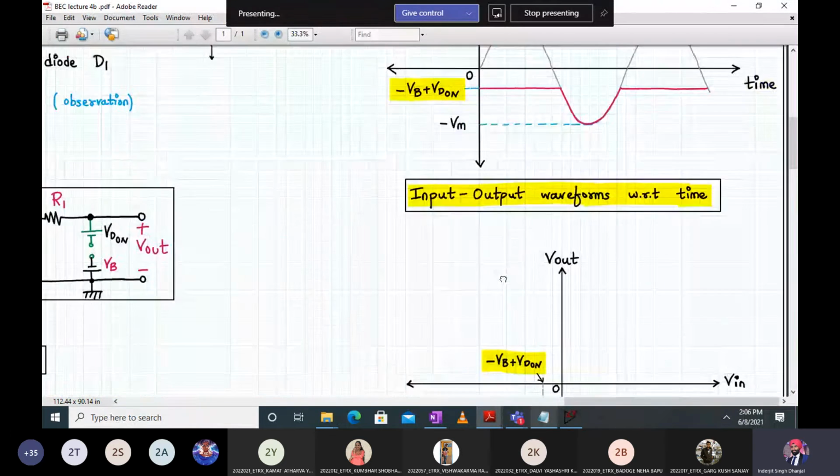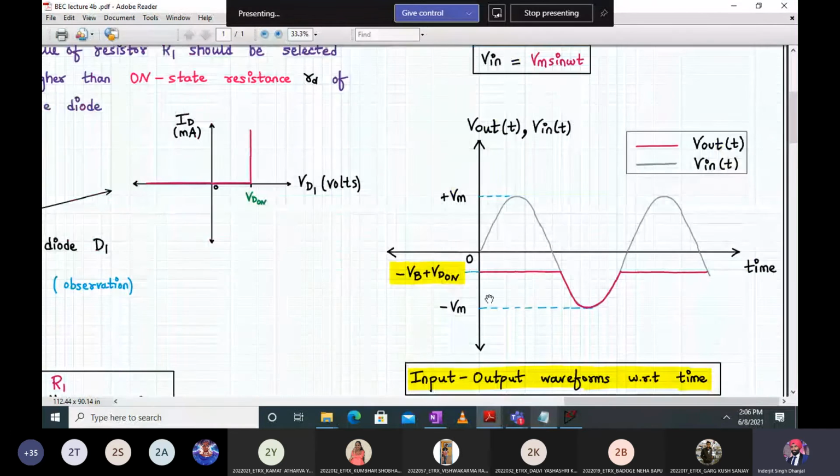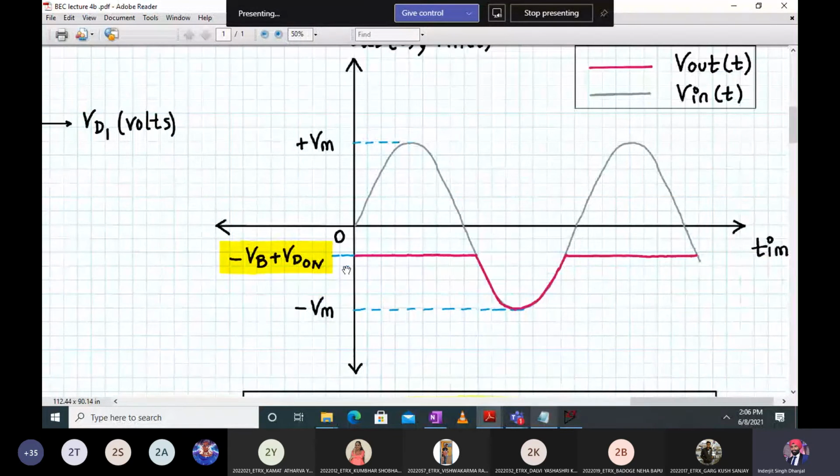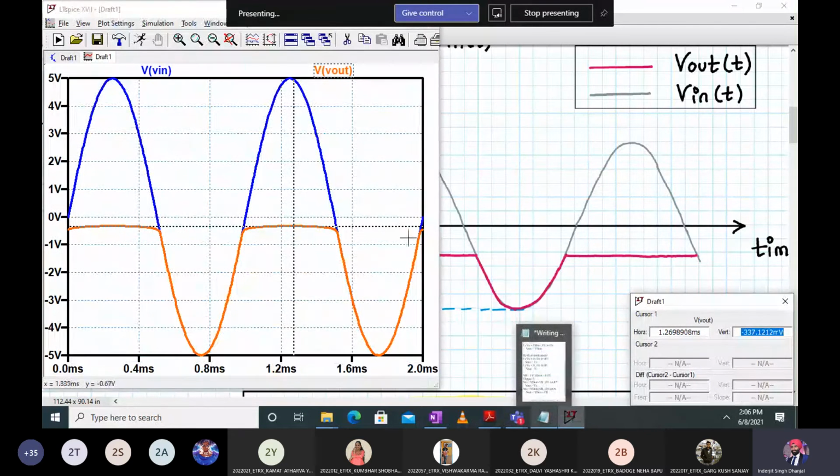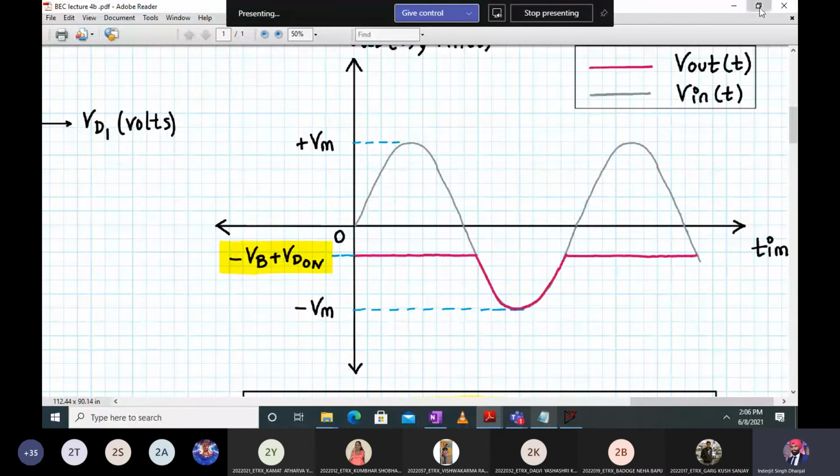And how are we getting that? See, that level is now this level. So if the input voltage is less than minus VB plus VD on, why is it coming down? It is coming down because VB is greater than VD on, right? So what is -1 plus 0.6? Minus 0.4. So it is coming down. Are you all following? In the input output waveform also it is coming down, as you can see clearly.